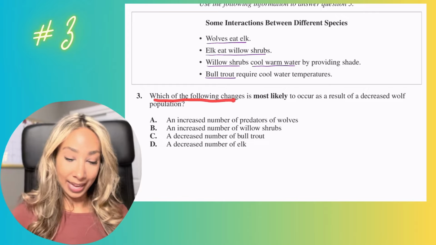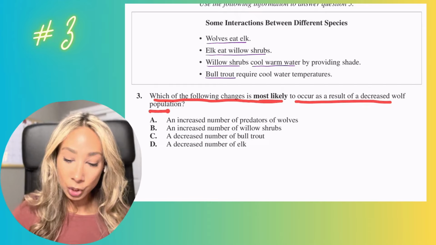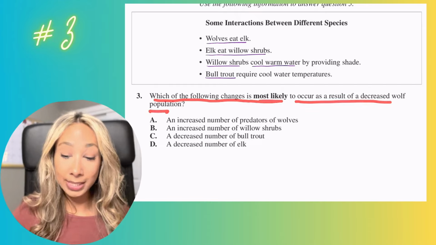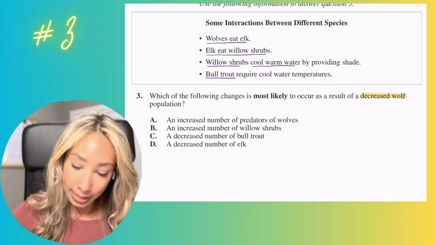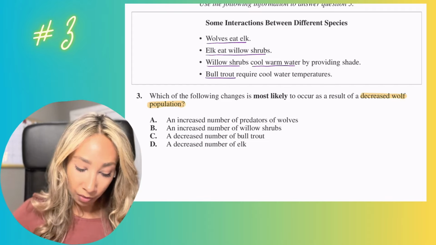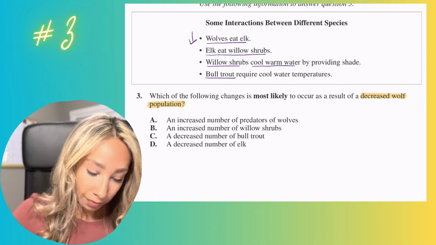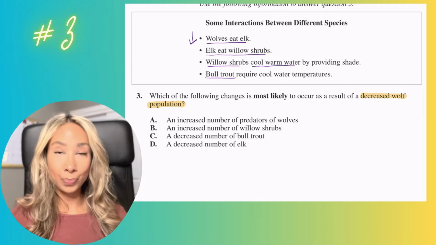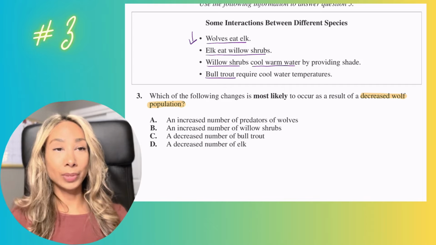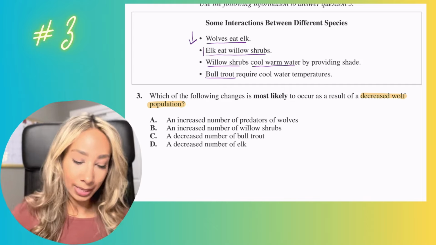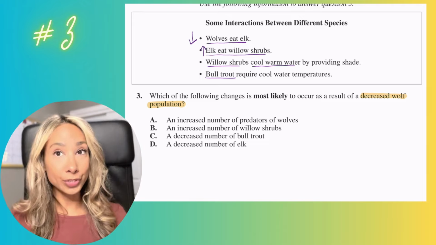So question 3 asks, which of the following changes is most likely to occur as a result of a decreased wolf population? So basically what's happening is something happened here and the wolf population, of course, decreased. So let's look at our factors here. If the wolves were to decrease, well, what's going to happen to the population of the elk? So let's think about this. They eat elk. This means the elk population is going to go up because there's no predators for them.